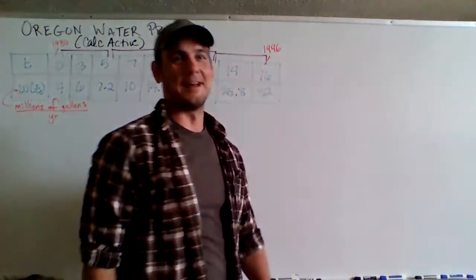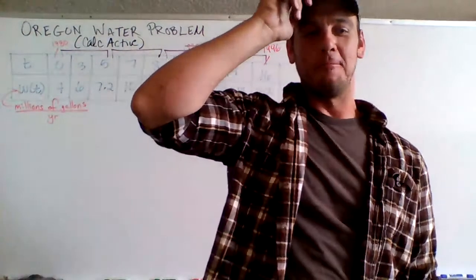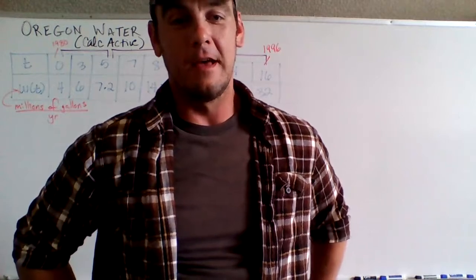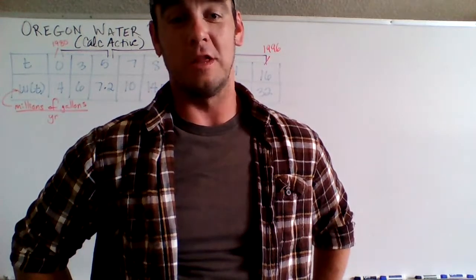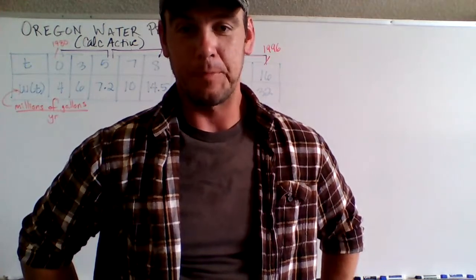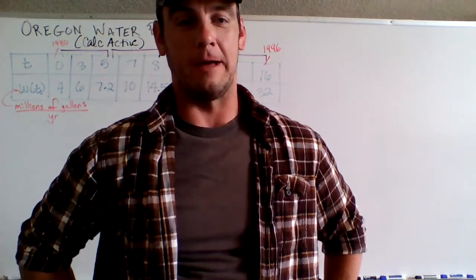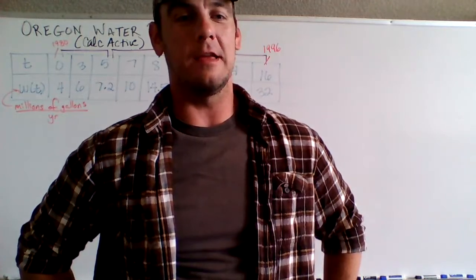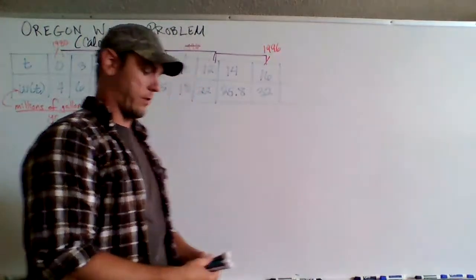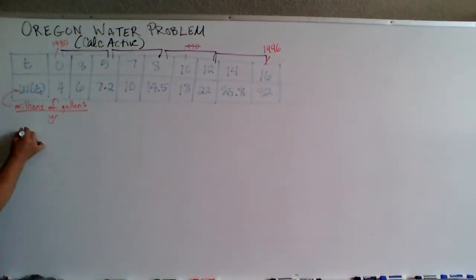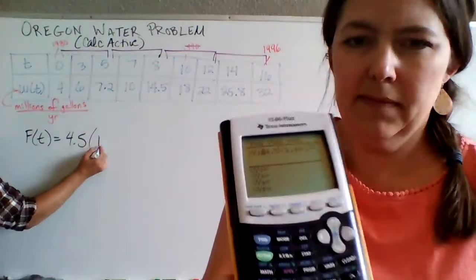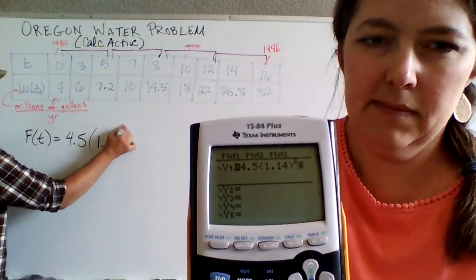I'm running the calculator. Alright, so number 5, Frank proposes that the equation f of t equals 4.5 times 1.14 to the t models the data fairly well. Find the value of f prime of 10 and explain the meaning in the context of the problem. Okay, so probably in y1, we're going to say f of t equals 4.5 times 1.14 to the t.